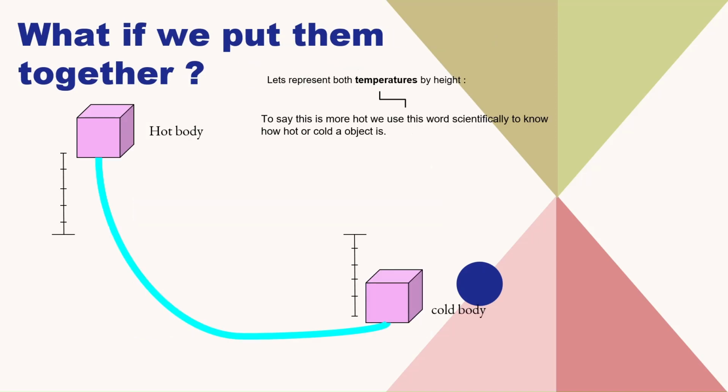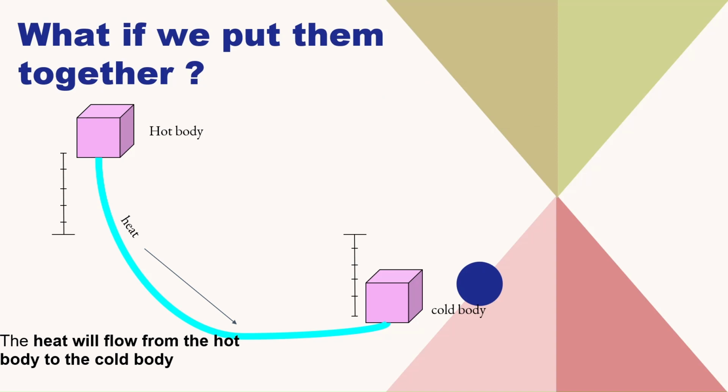So first let's represent the two bodies using heights. Okay, so the more temperature. What's temperature? Temperature is a scientific term to know how cold or hot a body is. So the more hot a body is, the more high it is on the scale, and the more cold the body is, the more deep it is on the scale.